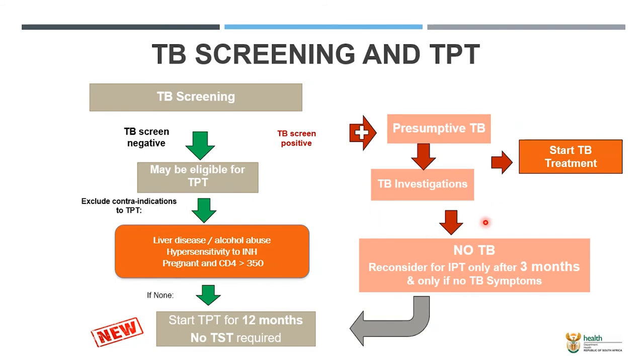If the TB investigations, if our GeneXpert is negative, and when we talk about TB investigations here, we go back to that GeneXpert algorithm, which would include a culture and LPA or a culture and DST, and then we have a definitive diagnosis of no TB. Because remember, we regard culture as the gold standard. We reconsider IPT only after 3 months and only if there are no TB symptoms.